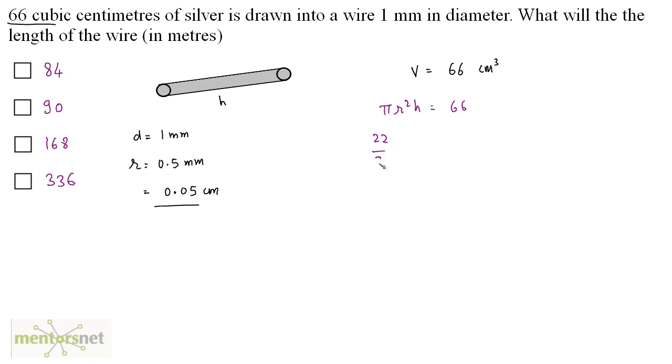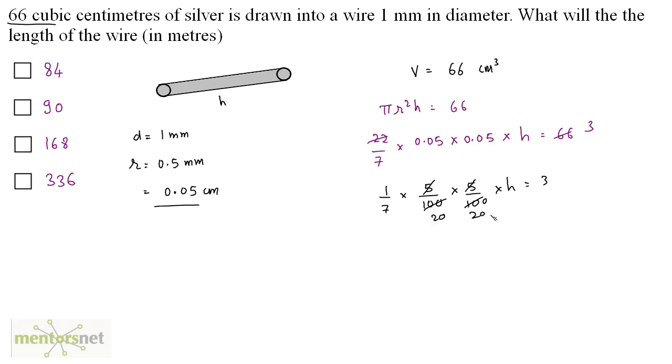So 22 by 7 into radius, which is 0.05, times 0.05 times h. Well, h is what we have to find, is equal to 66. Now 22 times 3 is 66. So we have 1 by 7 times 0.05 can be written as 5 upon 100, times again 5 upon 100, times h is equal to 3. So 5 times 20 is 100, here also 5 times 20 is 100.